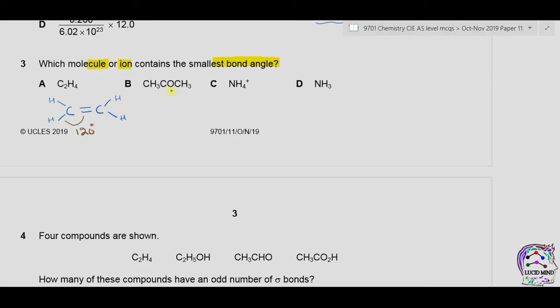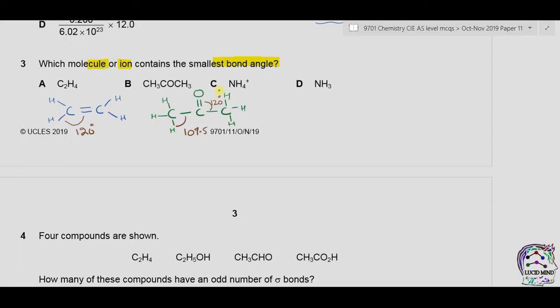B is CH3COCH3, which is a ketone. Let's draw the structure. We have 3 carbon atoms and there is a double bonded oxygen with the second carbon, 3 hydrogens with the first one and 3 hydrogens with the last one. As we can see that the CH3 carbon is making 4 single covalent bonds, so the bond angle in this will be 109.5. Central carbon is making 1 double covalent bond and 2 single bonds, so the bond angle will be 120 degrees.